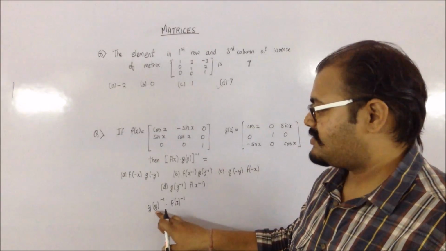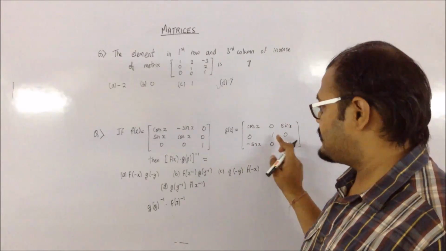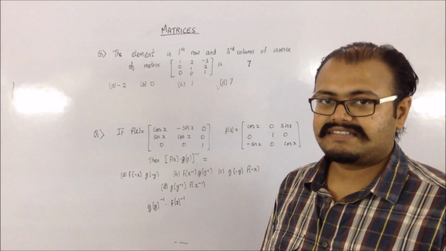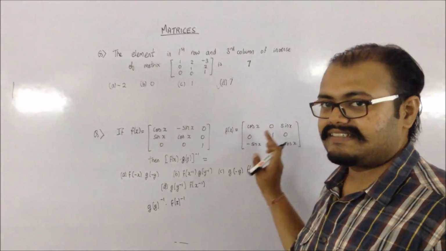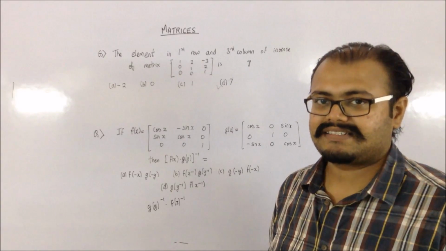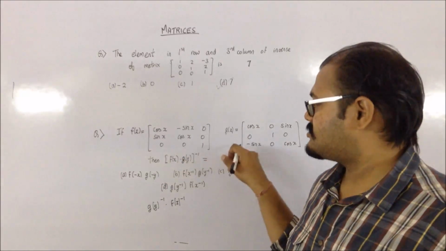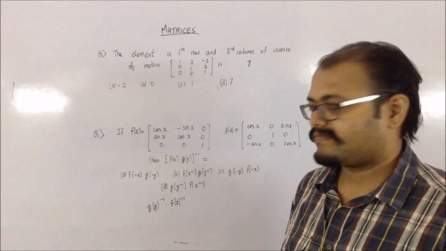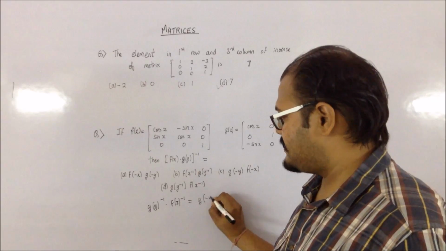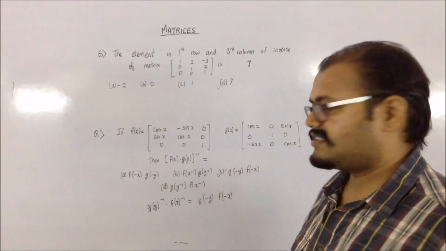In the same way, in this also you can see that there is cos, sine, and there is a 1 which is present in a row and a column where other elements are 0. So whenever you are having a matrix like this, the inverse of this will also be the replacement of x with minus x. So in this case it's going to be replaced with y, because we have to find g of y, so it will be replaced with minus y. So your formula will be basically g of minus y into f of minus x, which is your third option, that is C.